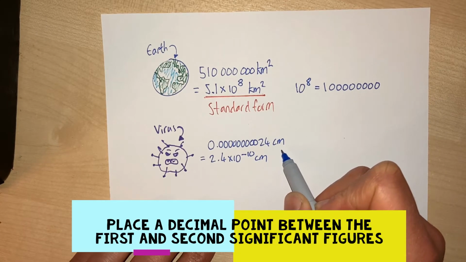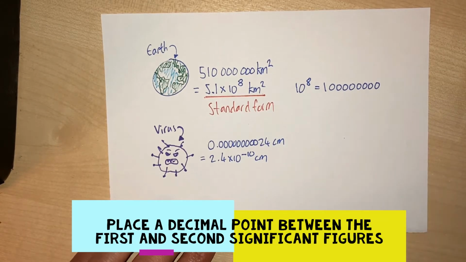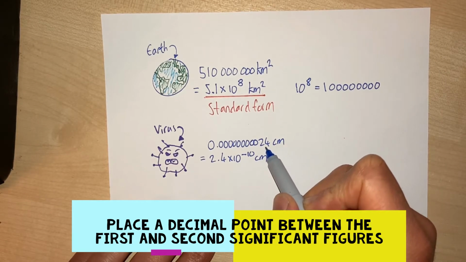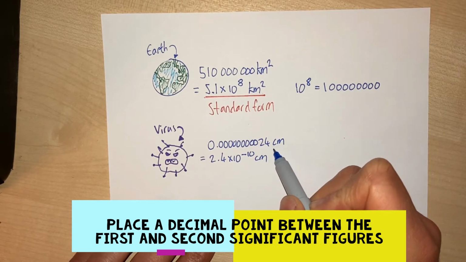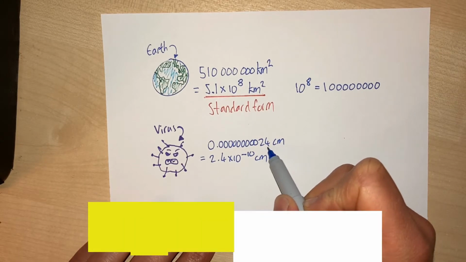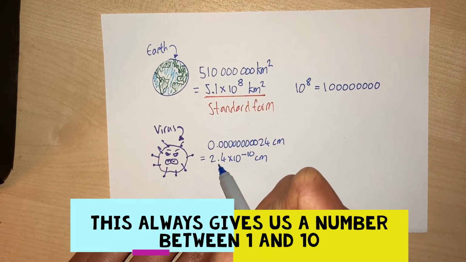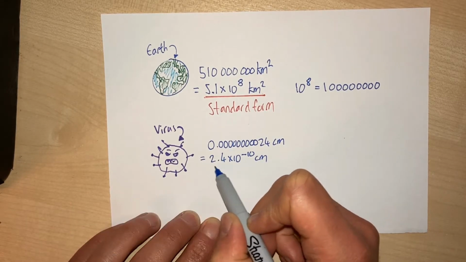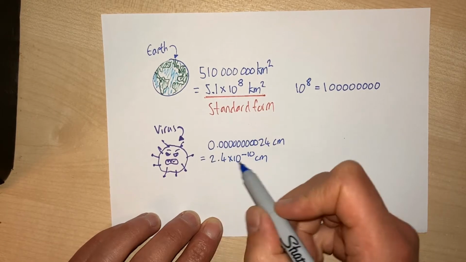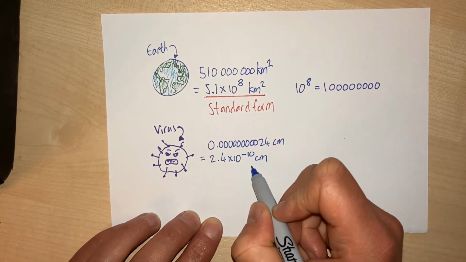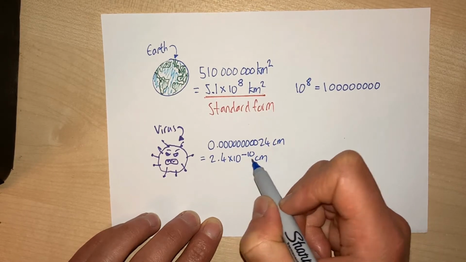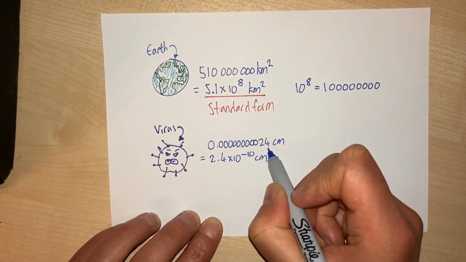How do we do it? We place the decimal point between the first and second most significant figures. And that always gives us a number between 1 and 10. That's at least 1, but less than 10. Here we have 2.4. And now I want to work out how many times I need to divide by 10 to get the original ordinary number.